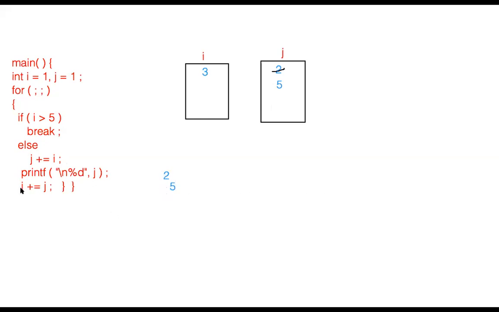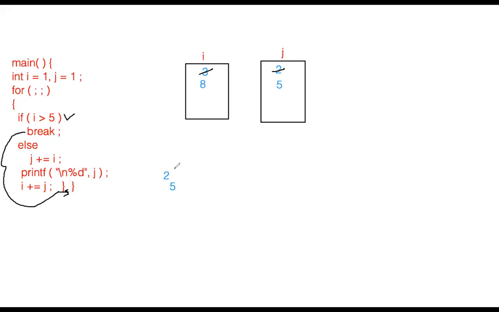Then after that i is equal to i plus j. i is 3, j is 5, 5 plus 3 is 8. So the new value of i is 8, and the previous value of i is erased. Now go for the third iteration. In the third iteration, 8 is greater than 5, the condition is true, so break is executed, and when break is executed, it will directly go outside.